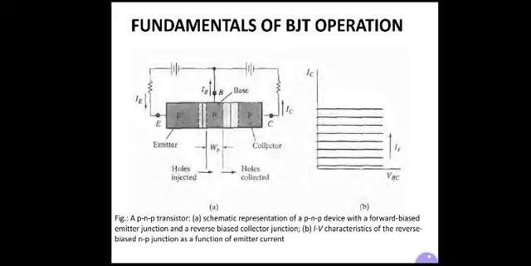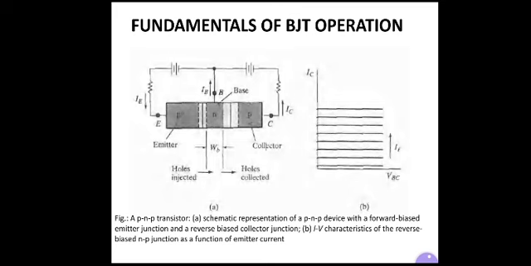The second figure shows the VI characteristics, or voltage current characteristics, of a reverse biased NP junction, that is the second junction, as a function of emitter current. So these are the figures that are displayed here. Let's discuss the fundamentals of BJT operation. We know the diode functions, that is a diode works in forward bias and when it works in reverse bias. So similar to that one.